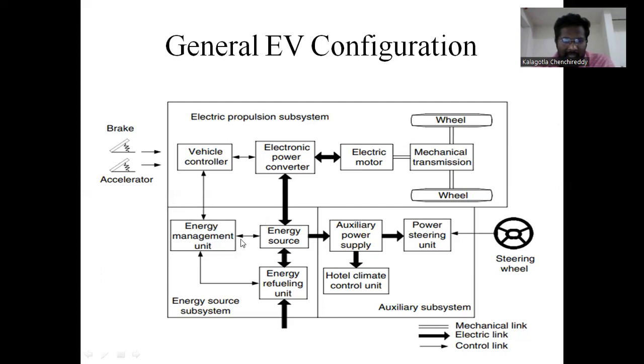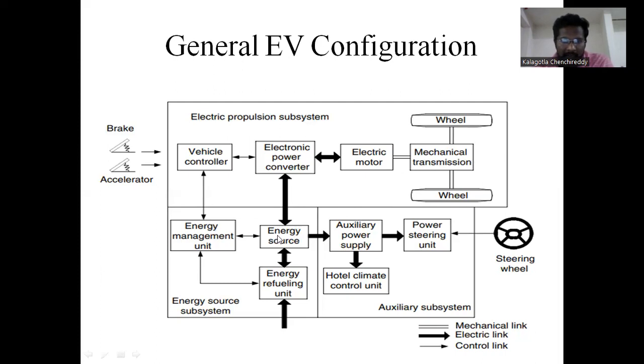Next here, the energy management unit. This unit controls the total electrical vehicle power supply. Power supply means this energy management unit controls the auxiliary subsystem and, at the same time, the electrical propulsion subsystem. When the total vehicle requires more power, this energy management unit sends power.